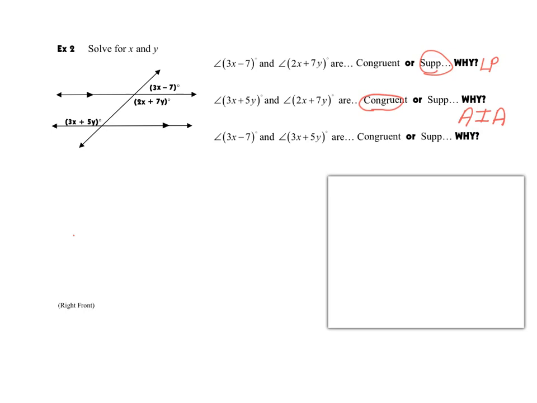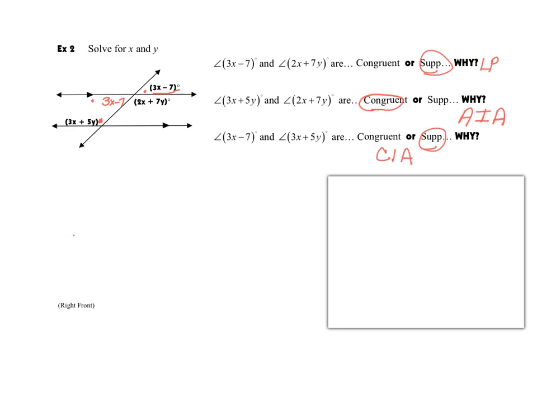Erase those. The next, they ask us to look at 3x minus 7. And if we look at that measurement and 3x plus 5y, this measurement here, are they congruent or are they supplementary, and why? And so if this angle here is 3x minus 7, then this angle here would also have to be 3x minus 7. And then this 3x minus 7 and this 3x plus 5y would have to be supplementary because they would be consecutive interior angles.